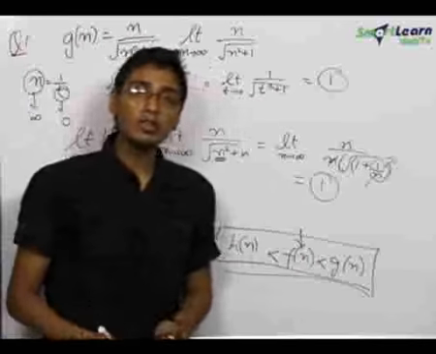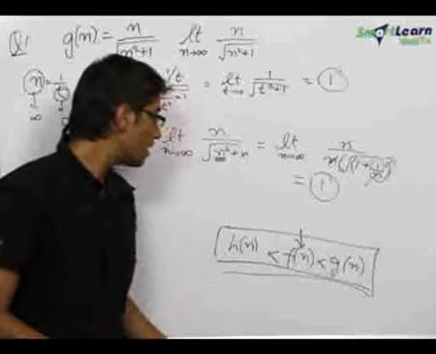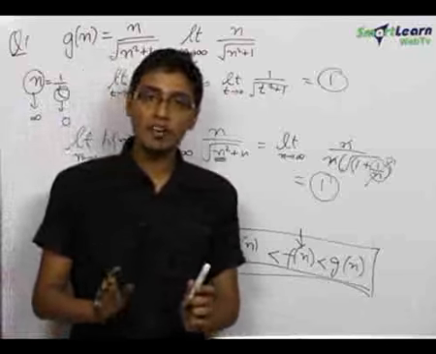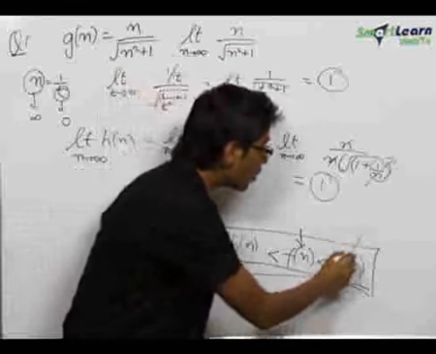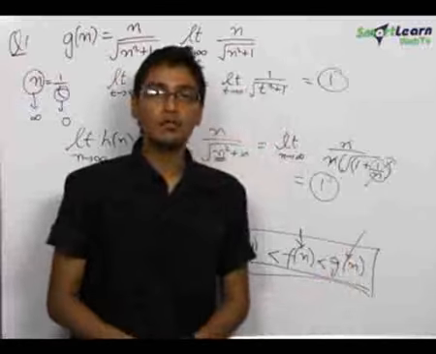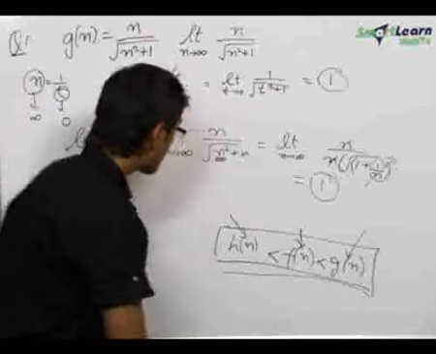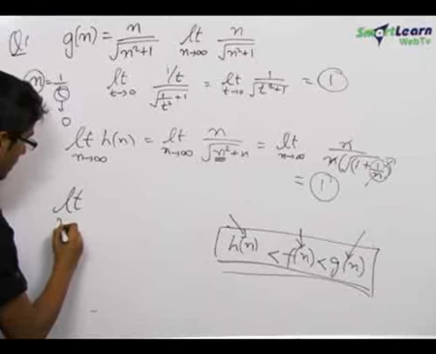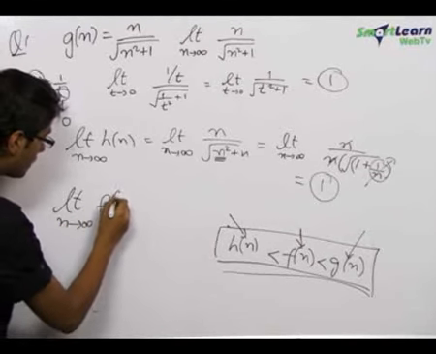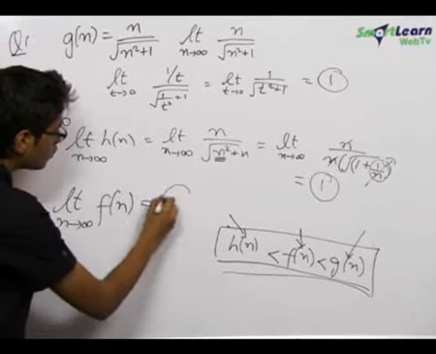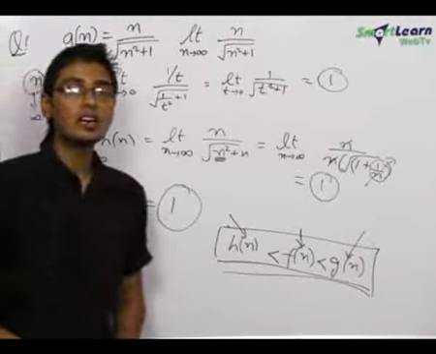So we have found out two functions g of n and h of n between which our function f of n has been sandwiched, and the limit of g of n at n tending to infinity is equal to the limit of h of n at n tending to infinity. So by sandwich theorem we can say limit n tending to infinity f of n is also equal to 1, which is our final answer.